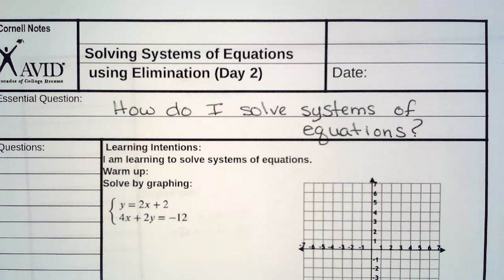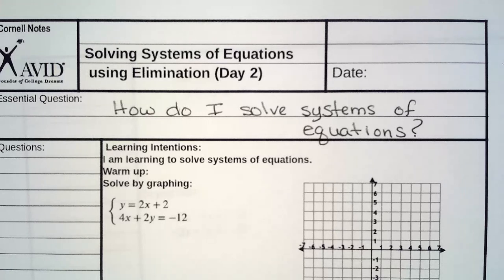Today we are continuing to learn how to solve systems of equations. We started off solving systems of equations by graphing. Then we learned how to solve by substitution. We used elimination one day. Then we went into classifying them, whether they are consistent, inconsistent, dependent, or independent. And now we're going to look at solving systems by using elimination again.